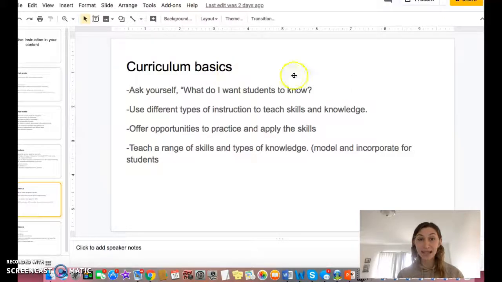And then curriculum basics. Ask yourself, what do I want students to know? Especially when writing lesson plans, that's the key idea. What do I want them to know? Use different types of instruction to teach skills and knowledge. Offer opportunities to practice and apply the skills. I feel that's very important because after lecturing, students really need to practice. Providing them with a range of activities to practice instead of a worksheet may make math not only more fun, but they may enjoy it more collaborating with other students. And then teach a range of skills and types of knowledge. So model and incorporate for students.